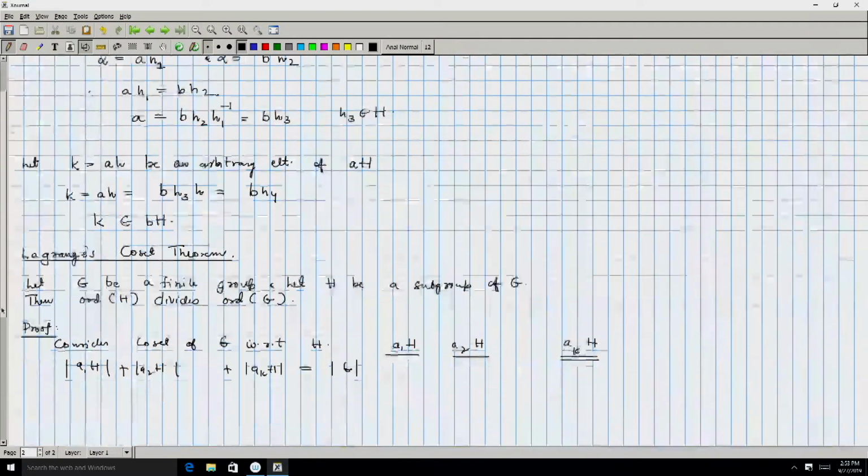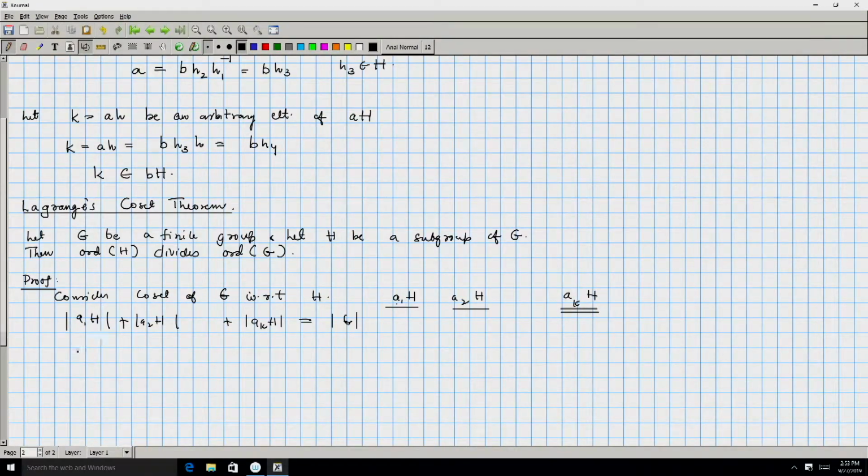But note that every coset is of identical size: size of AiH is equal to size of AjH, which is equal to the size of H. If we assume this fact, we can immediately conclude that the sum on the left hand side is k times the size of H, and that is equal to the right hand side, the size of G. So this would be the proof.